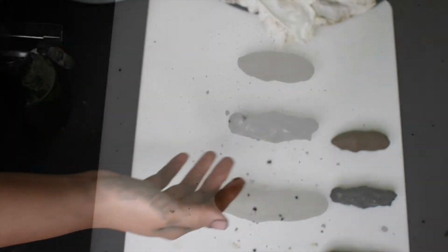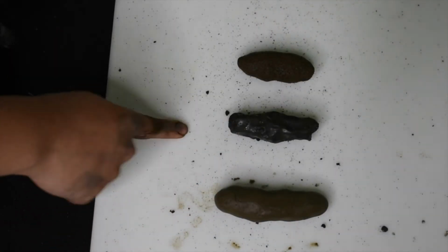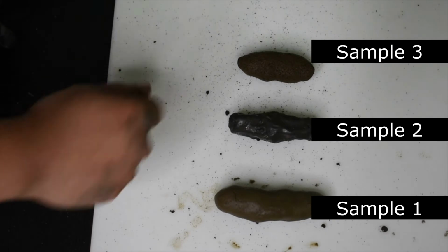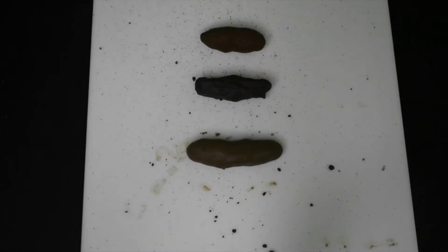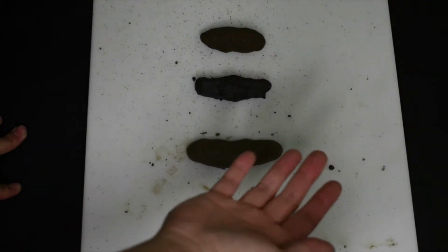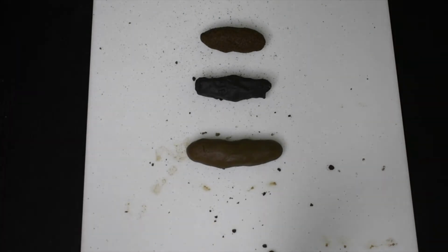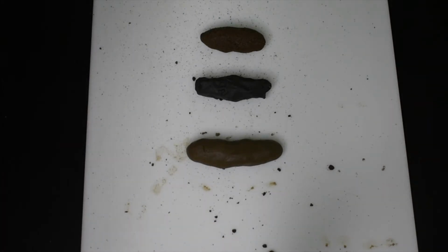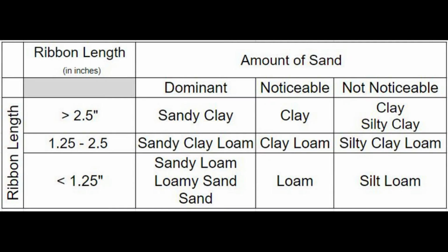So there you have it, folks. We now have our sample for the soil ribboning. I have 3 samples here. Again, feel free to just stick to the one that you have at home. And yeah, I'm going to be going through a step-by-step process. You can definitely print out the sheet online that I have here.